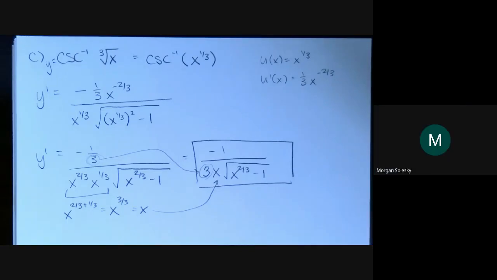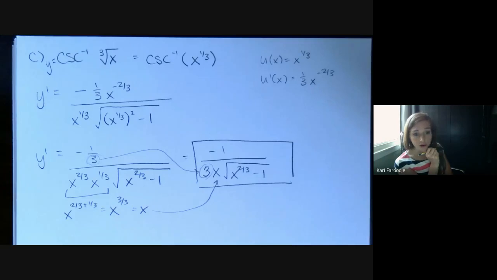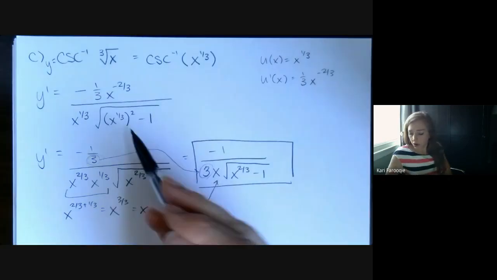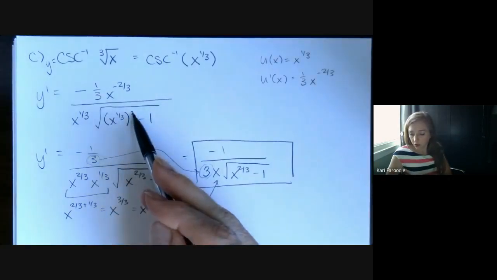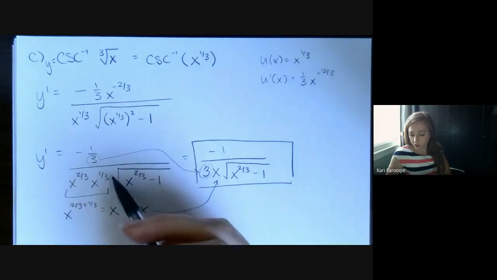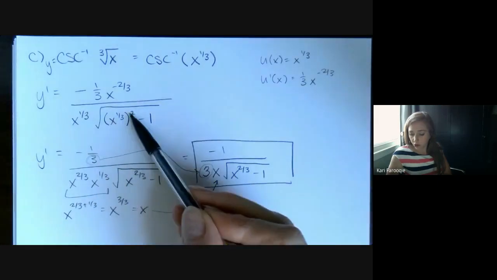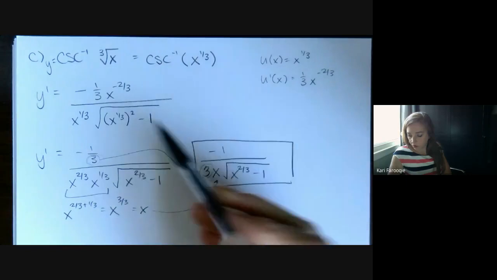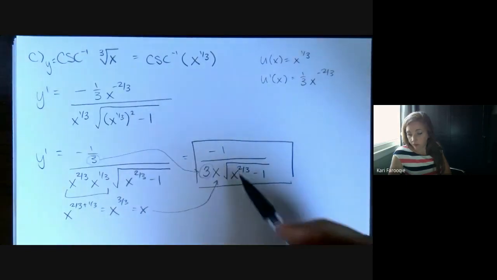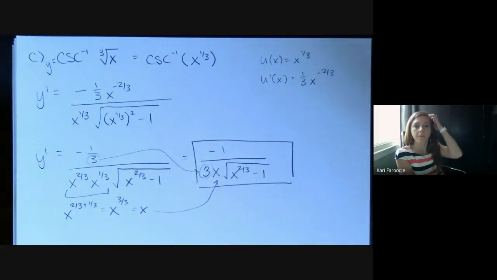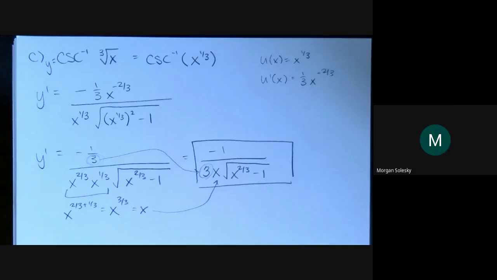I don't know if you already explained this, but how did you get x to the 2/3? Oh, yeah. So for your exponent rules, whenever you are taking a power to a power, which is not the same as multiplying with the same base, you multiply the exponents. So I took 1/3 times 2, and that's where the 2/3 came from. Does that answer your question? Yeah, I think I just missed a step.